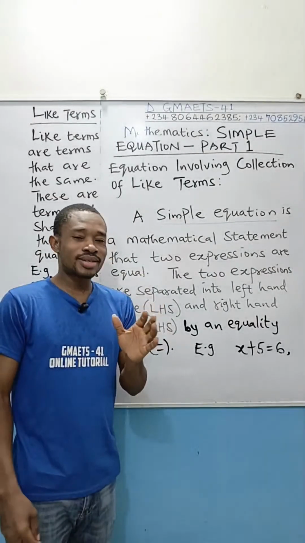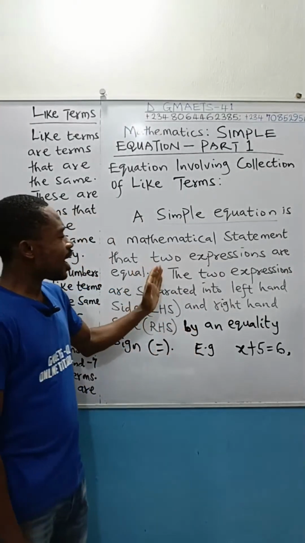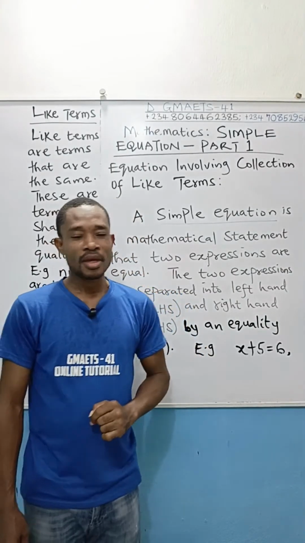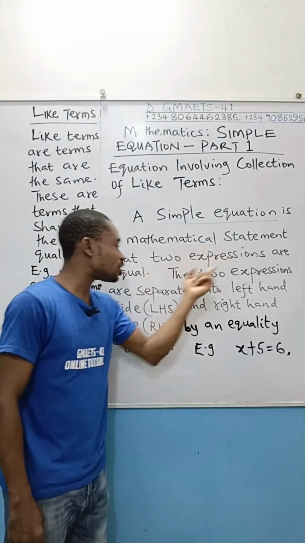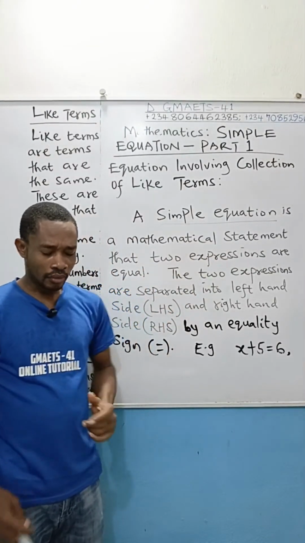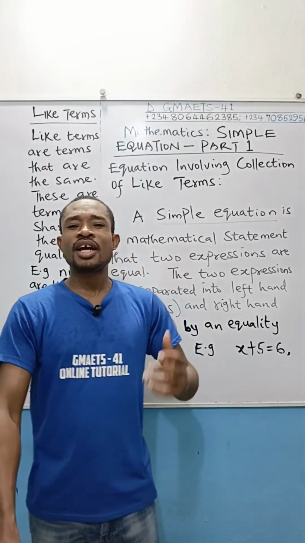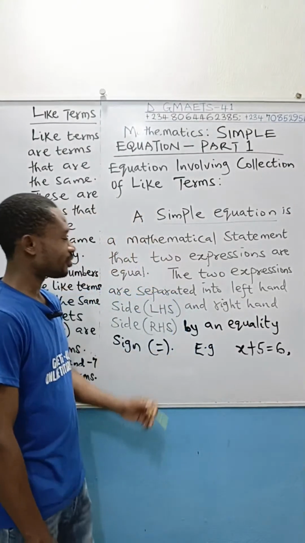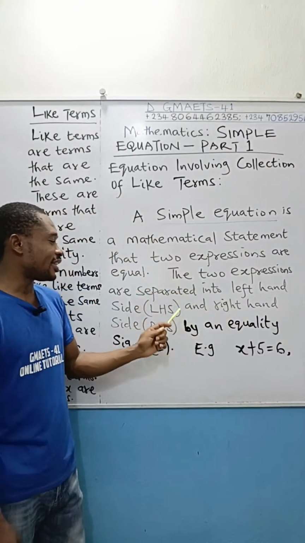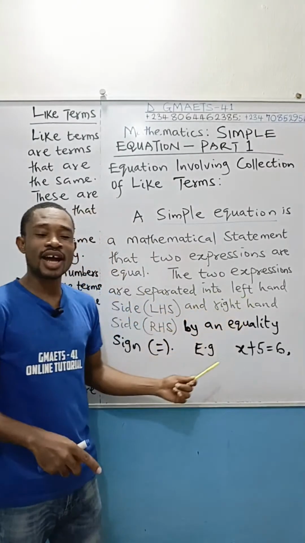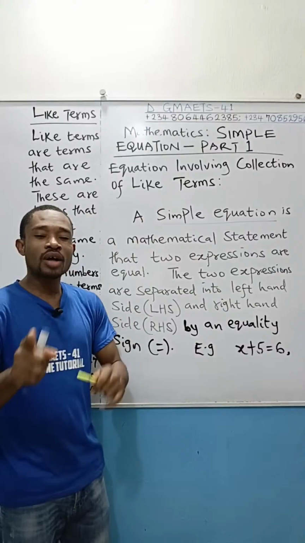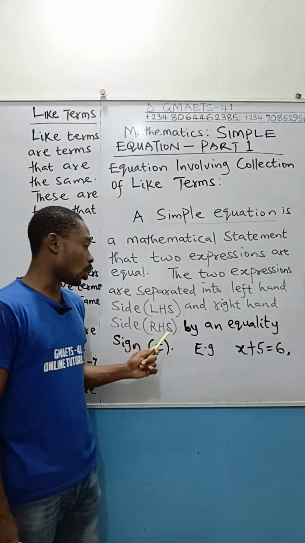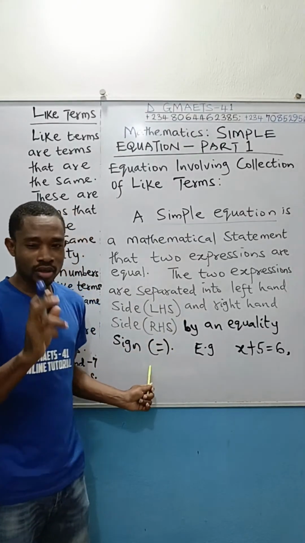So you have known what an equation is. Now, we said that an equation tells us that two expressions are equal. How do we know that they are equal? They are separated into left-hand side and right-hand side. And what separates them is called the equality sign.